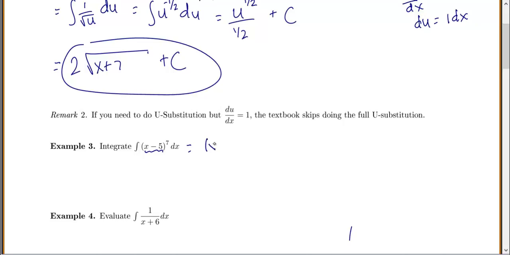So instead I might say, we'll just keep that x minus 5. Let's just say that's all kind of like one unit or one variable. Raise the power by 1, divide by your new power, and you're done. And we don't have to do the full u substitution because the derivative of u would just be 1.